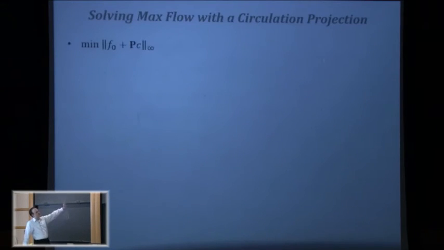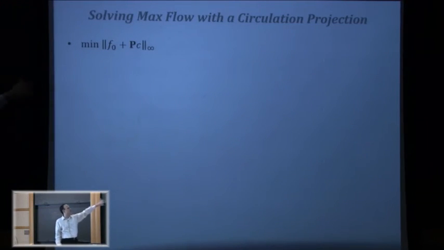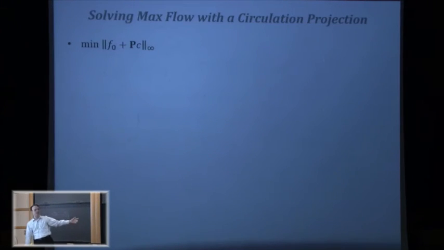So if I gave you a circulation projection, I claim we'd be in super good shape. Because you'd write down the minimization problem we had. Now it's straight unconstrained, because we don't have to force the thing to be a circulation. We just project it into circulations.